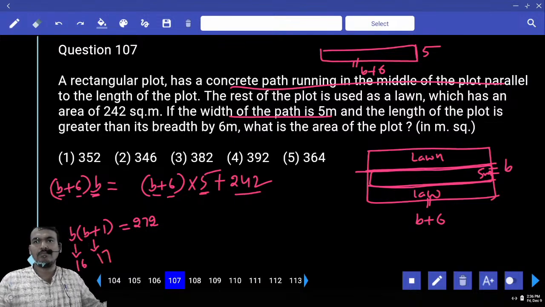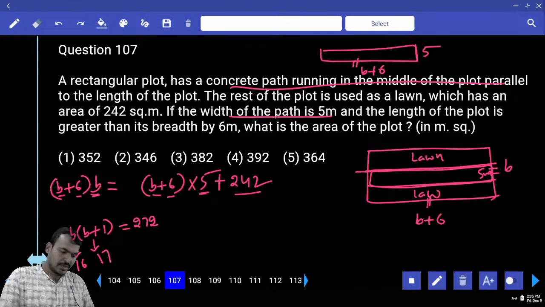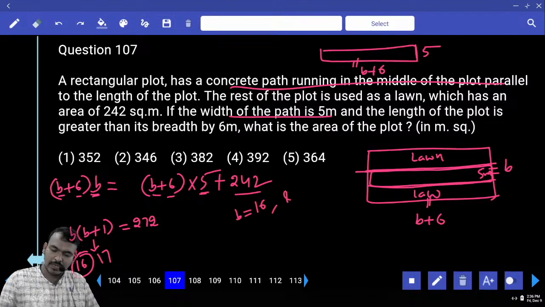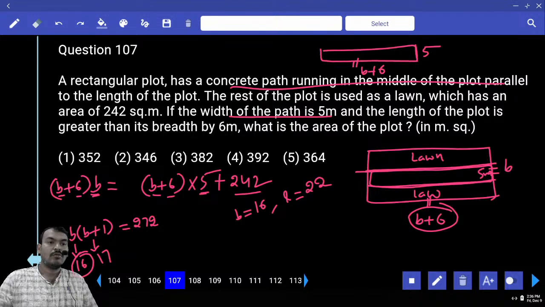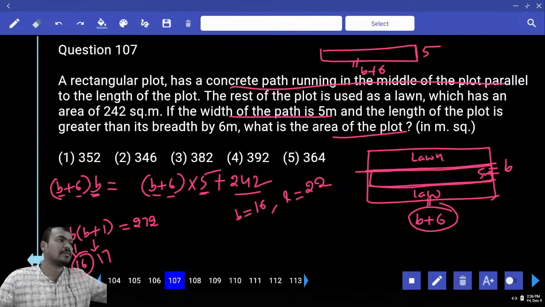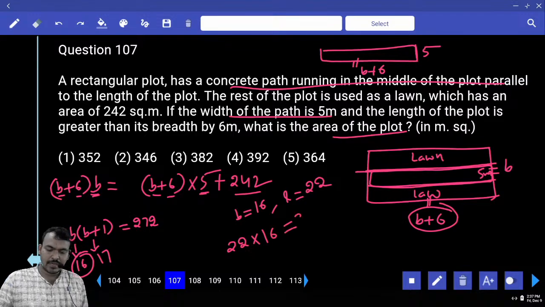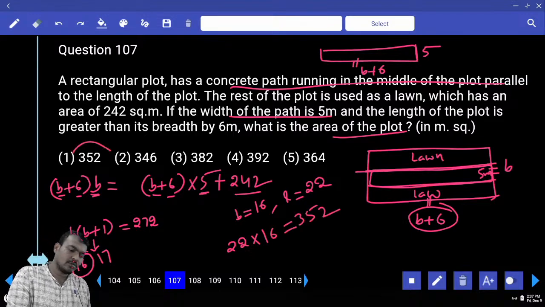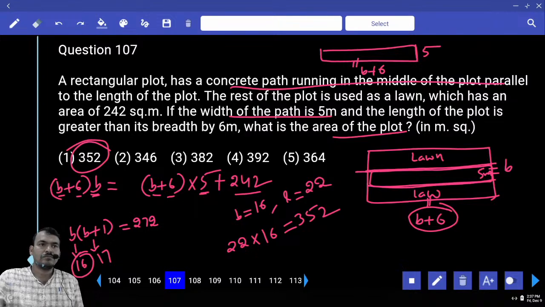Because it is a product of consecutive numbers, B is 16 and B plus 1 is 17. So the breadth value is 16. Then the length value B plus 6 is 22. What is the question here? The area of the plot. Area of the plot means length into breadth. What is the answer? 22 into 16, which is 352. Which option? The first one.